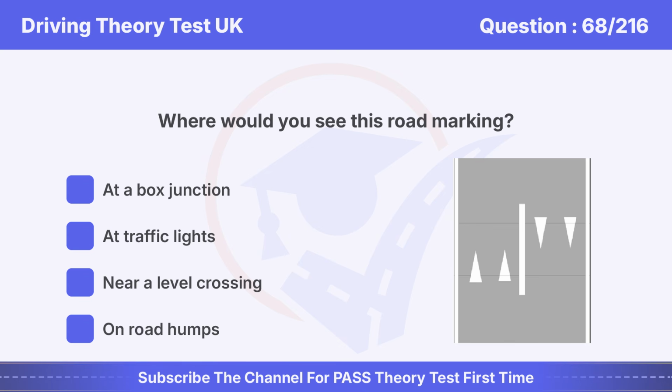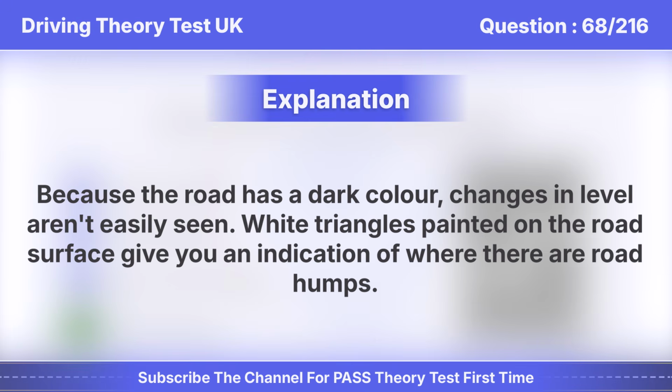Question 68. Where would you see this road marking? Answer is D. On road humps. Because the road has a dark color, changes in level aren't easily seen. White triangles painted on the road surface give you an indication of where there are road humps.